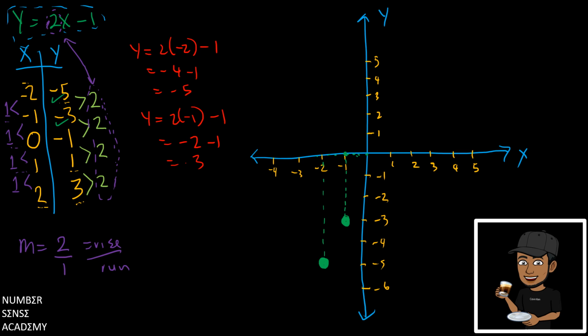And then my next point would be (0, -1), and that lies right on the y-axis. So this is my y-intercept. Just want to highlight it. This is my y-intercept.